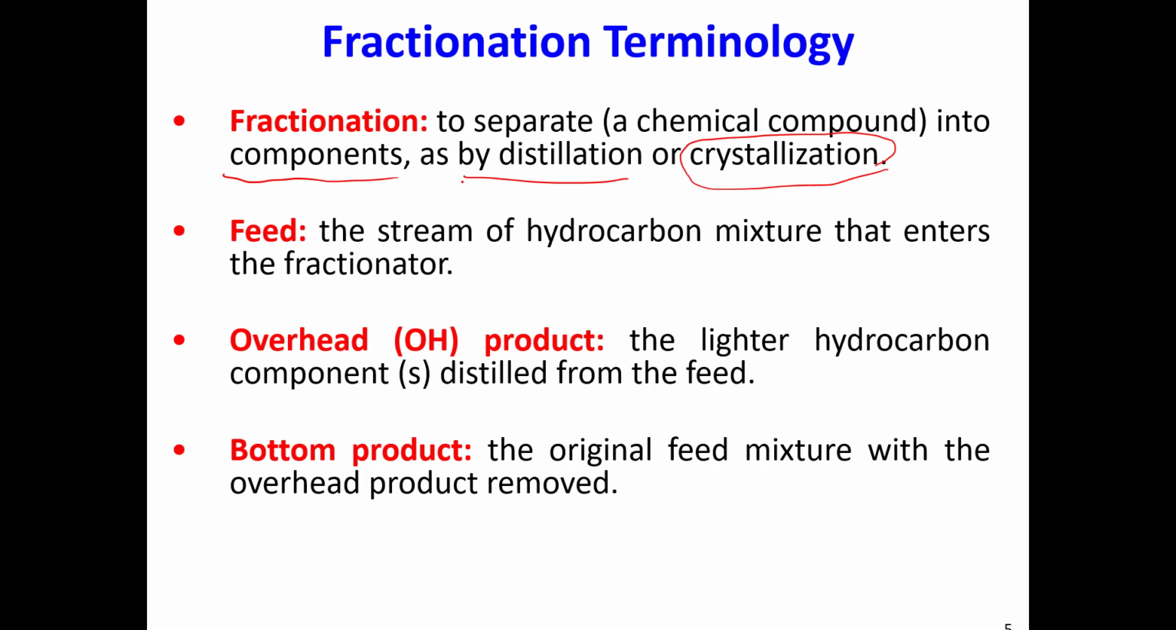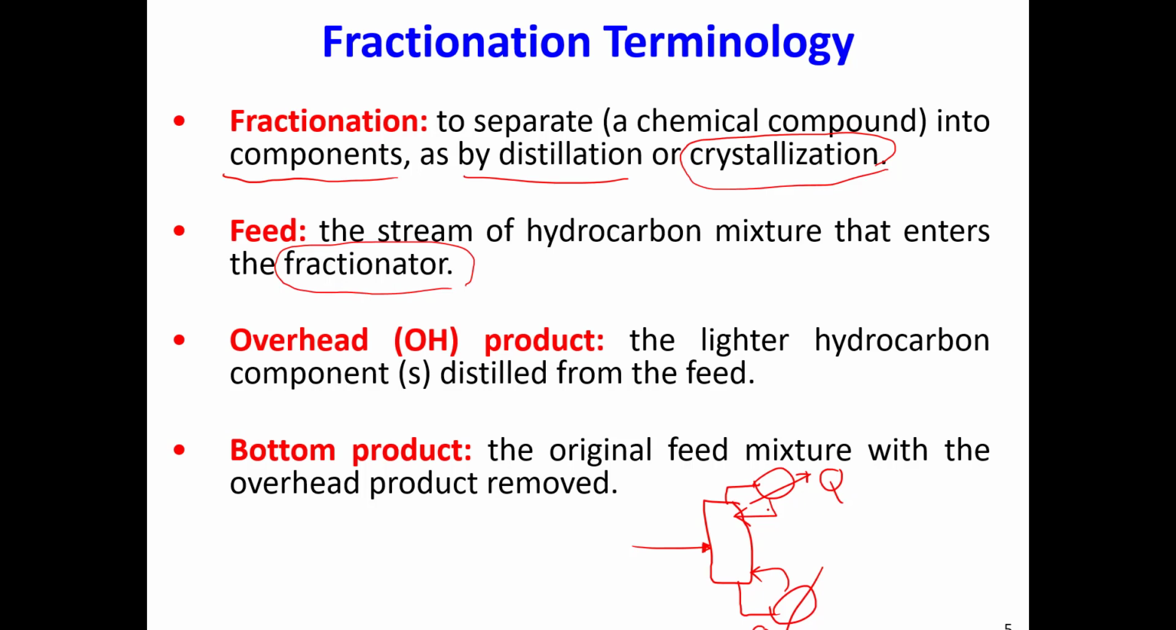But here distillation is from vapor to liquid or vice versa, liquid to vapor. Feed is a stream of hydrocarbon mixture that enters the fractionator or fractionation unit. Each piece of equipment in the fractionation unit is a distillation column. You already studied distillation columns in another course. A distillation column has a condenser at the top and a reboiler at the bottom.